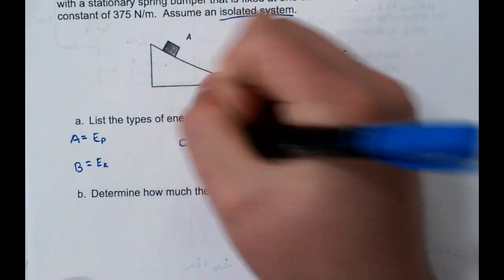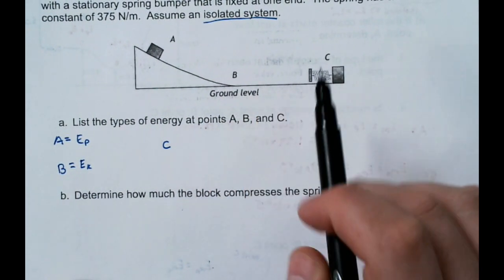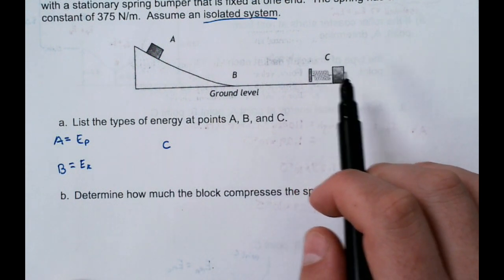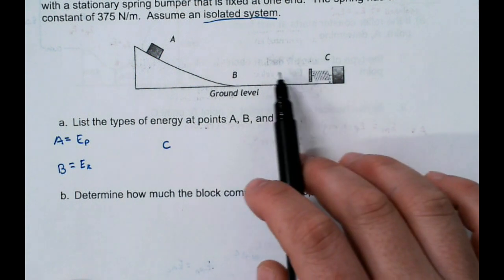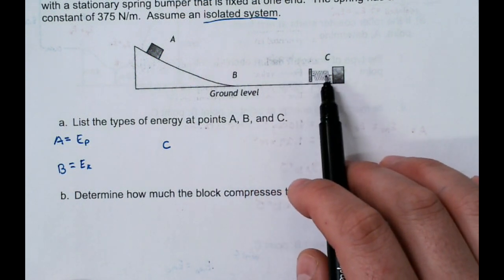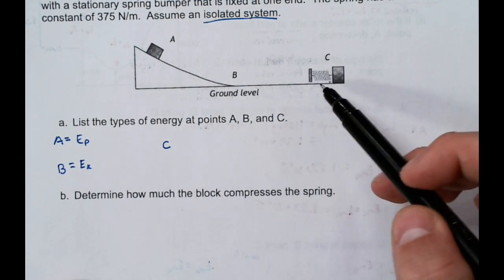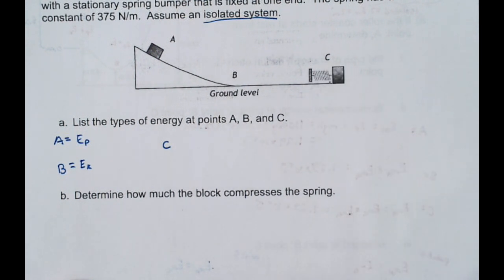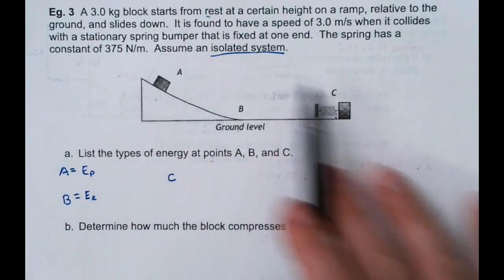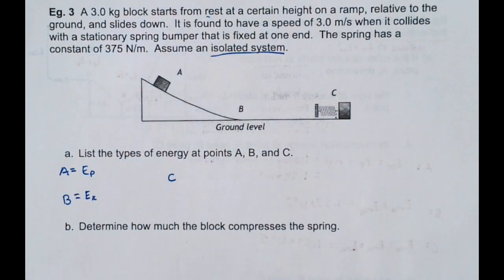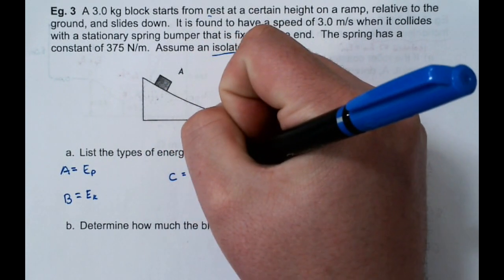And finally, at point C, we are going to hit this spring, and at this spring, it's going to compress and stop. Because there's no movement, there's no more kinetic energy. There's also no height, so there's no gravitational potential energy. But we have a spring constant. We have a spring that's compressed. Because that spring's compressed, we have elastic potential energy.